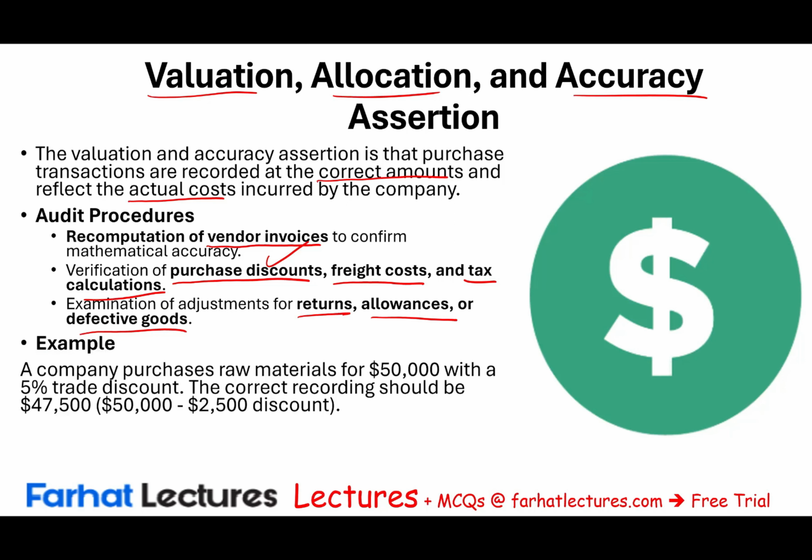For example, a company purchases raw material for $50,000 with a 5% discount. So the correct amount that should be recorded is the net amount, which is $50,000 minus 5%.